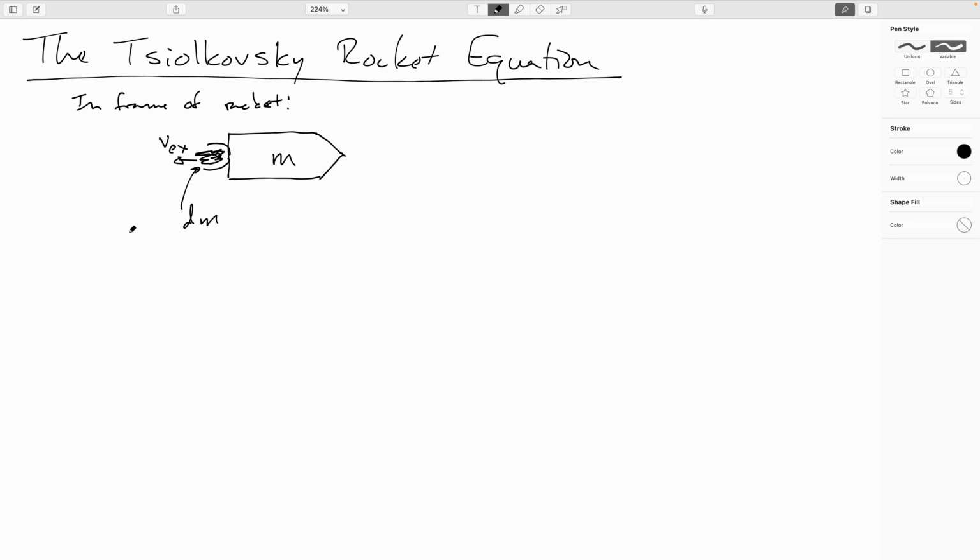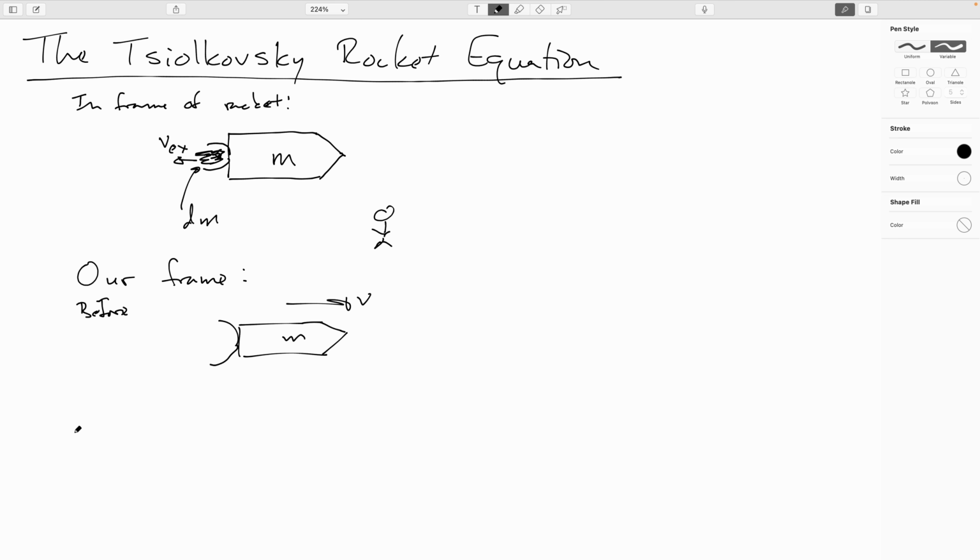Now, with that thought in mind, I'm going to transform over to our frame, because since the rocket is accelerating, it's not an inertial frame. So we just need to imagine that we're standing by the side here watching this fly by. So in our frame, we'll be saying, okay, the rocket, before it ejects off this matter, was moving at velocity v. So this is before.